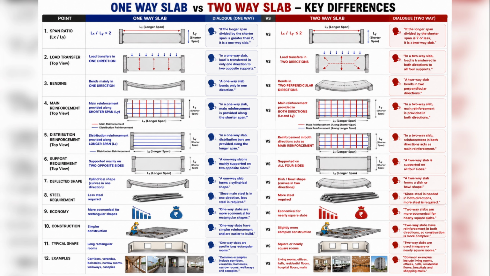3. Bending. Because of the load path, a one-way slab bends only in one direction. A two-way slab bends in two perpendicular directions, making it capable of sharing the load more efficiently.